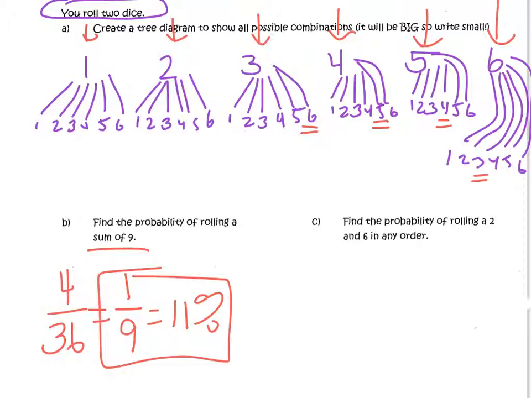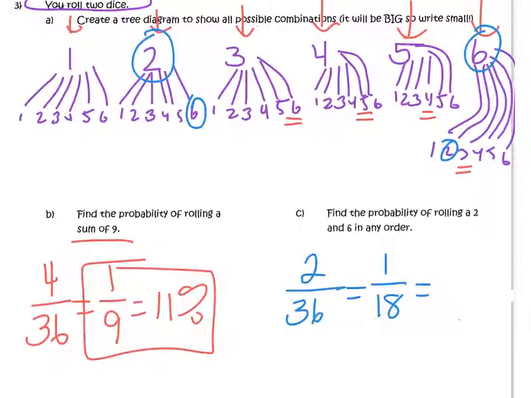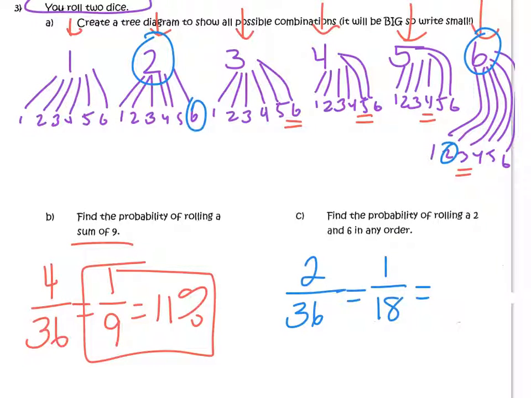All right, the last one, find the probability of rolling a 2 and a 6 in any order. Okay, well, here's a 2 and a 6. And over here is a 6 and a 2. So there are only 2 combinations out of 36 that give you a combination of 6 and 2. So when we simplify this, we get 1 over 18. And when you divide 1 by 18, you end up getting 6%. So there are some examples of how to use tree diagrams to calculate probability.